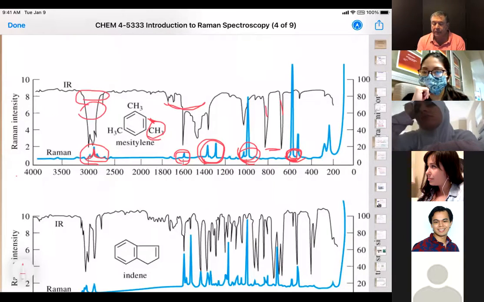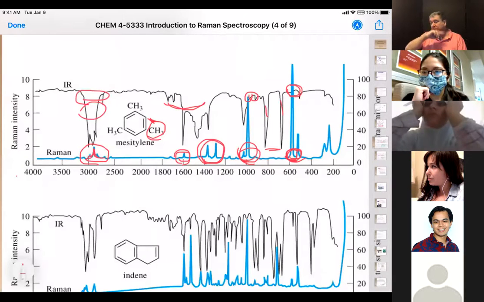And because they're not changing dipole, we don't see them in the IR. So we can get some diagnostic work from it. For example, we can probably tell the difference between the different isomers of this trimethyl benzene group because it is symmetrical here.